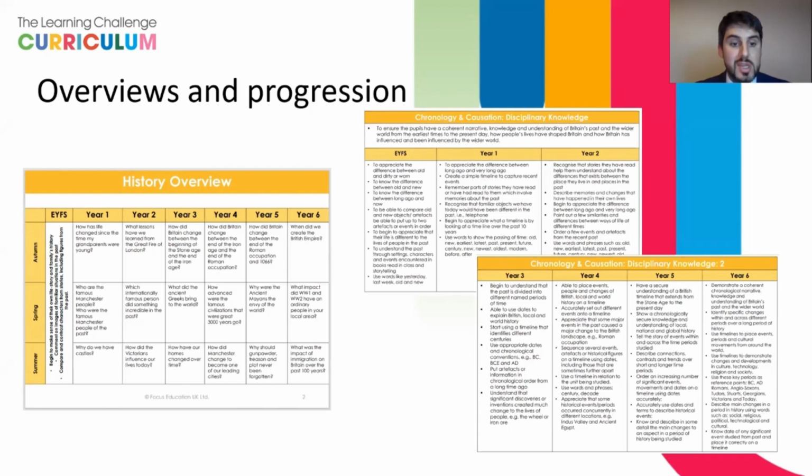And you can see that it goes through each year group, including early years, noting the key knowledge and understanding that the children need in order to be ready to move on to the next stage of their journey. This is done for other aspects of history too, and it's also done in geography and science and art and DT, done in a slightly different way, but it's very similar.